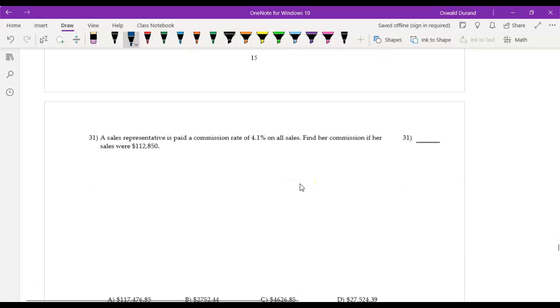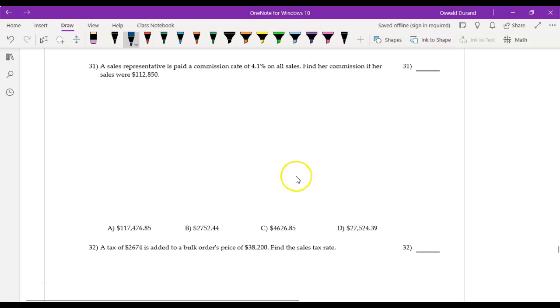A sales representative is paid commission. Find the commission for sales. This one is pretty straightforward, so let's skip that.